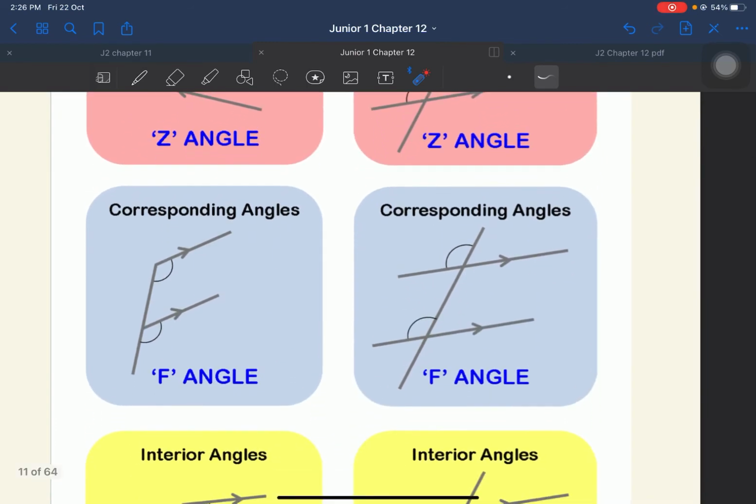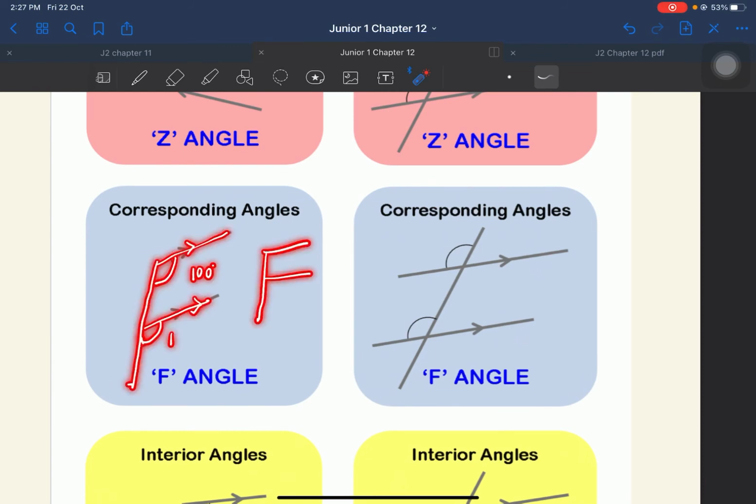Corresponding angle. Corresponding angle is when you have a pair of parallel lines and a transversal. These two angles, we call corresponding angle. It looks like the alphabet F. So if here is 100 degrees, this angle will as well be 100 degrees. It can also be in a tabulated form of F angle. It can be like this as well. This is also known as corresponding angle.